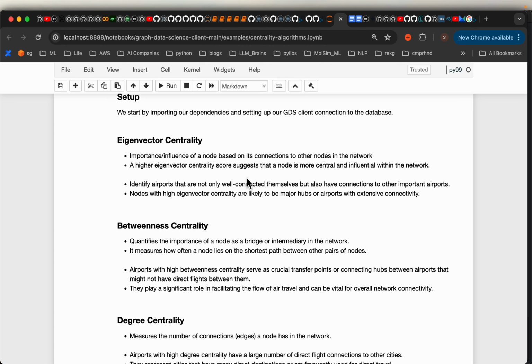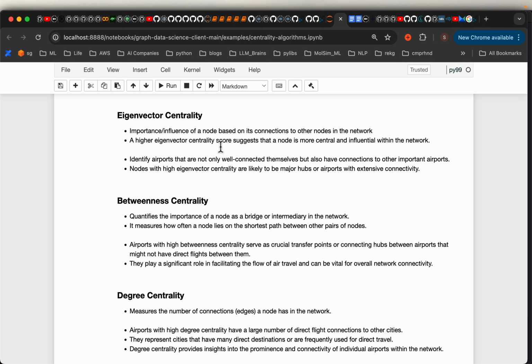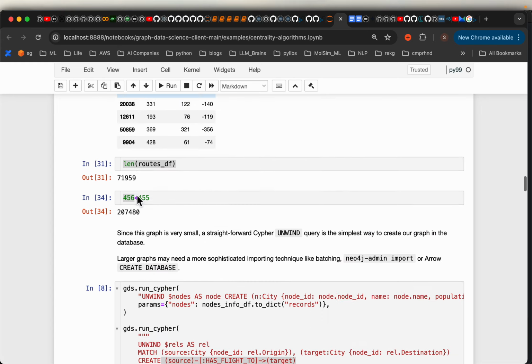The reason I am stressing this is, at a high level, these three algorithms are measured. They sound the same, but there are some nuances. Okay. So this one measures how important a node is in relation to other important nodes. The word "other" is the keyword here. Okay. All right.